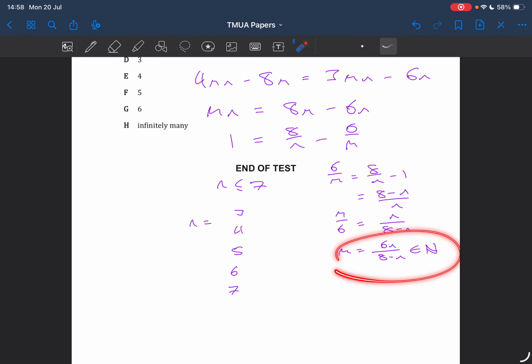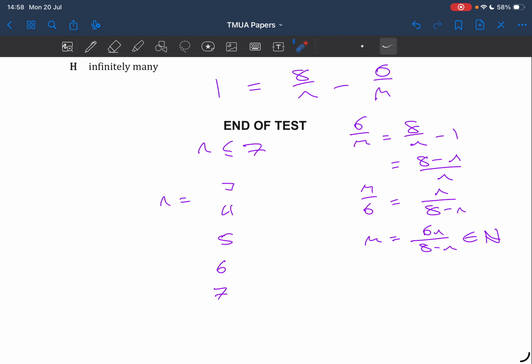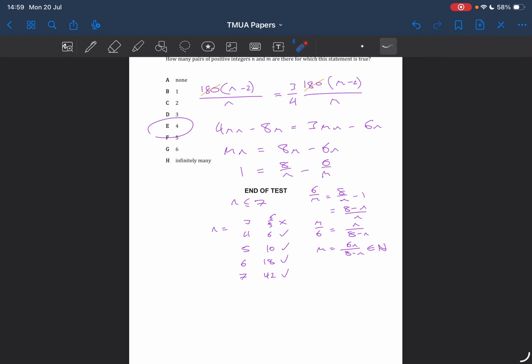So what does that tell us? Well, they need to work out nicely, don't they? So let's plug these numbers in. What are we going to get? For 3, we get 6 over 5. Nope. For 4, we get 24 over 4. That looks good to me. That's 6. For 5, we're going to get 30 over 3. That's 10. That's good. For 6, 36 over 2, 18. That's good. And then 42 for the last one. So that's good as well. So how many altogether? 4 of them. 1, 2, 3, 4. Is that the correct answer?